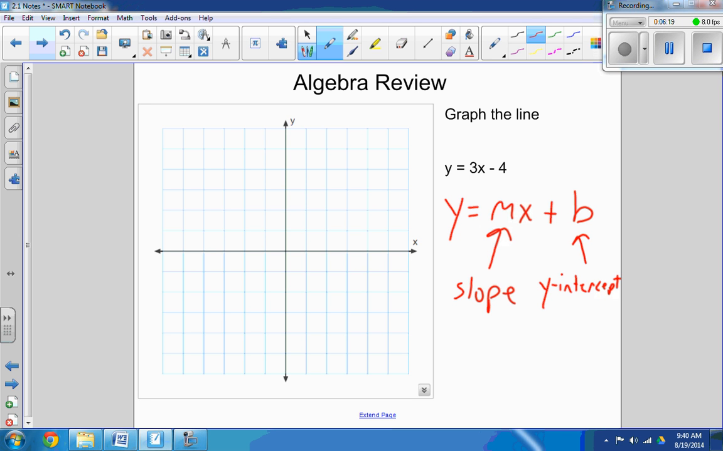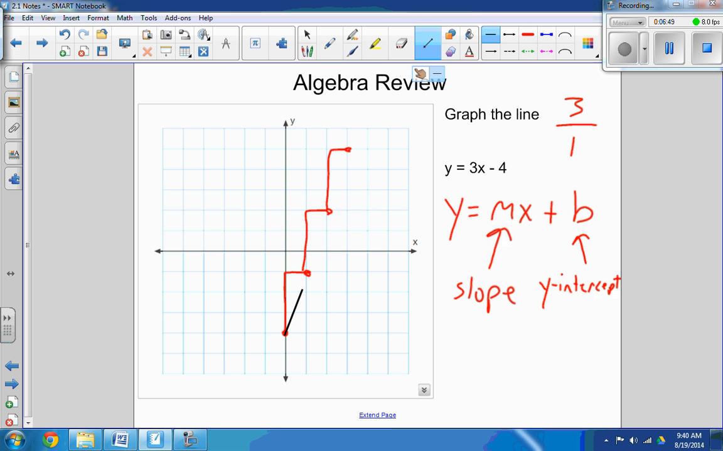So the slope is the rise over the run. The y-intercept is where the line crosses the y-axis. So b is -4, so it's crossing here at -4. 3 is the m, rise over run, so it's really 3 over 1. So it's going up 3 over 1, up 3 over 1, up 3 over 1. So our line ends up looking like this. That's our line, y equals 3x minus 4.